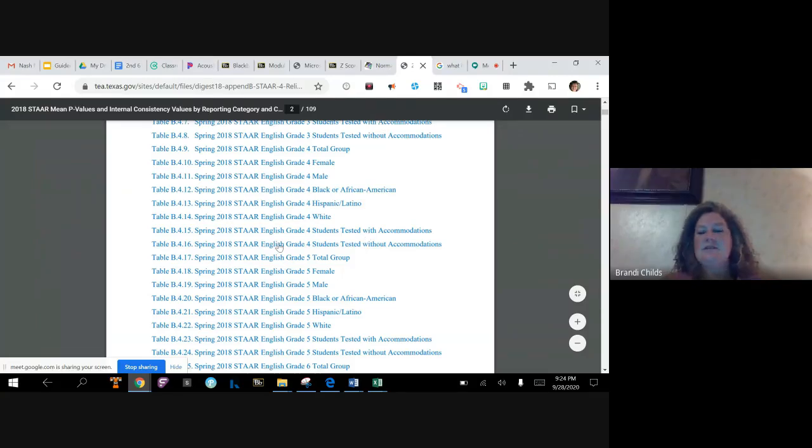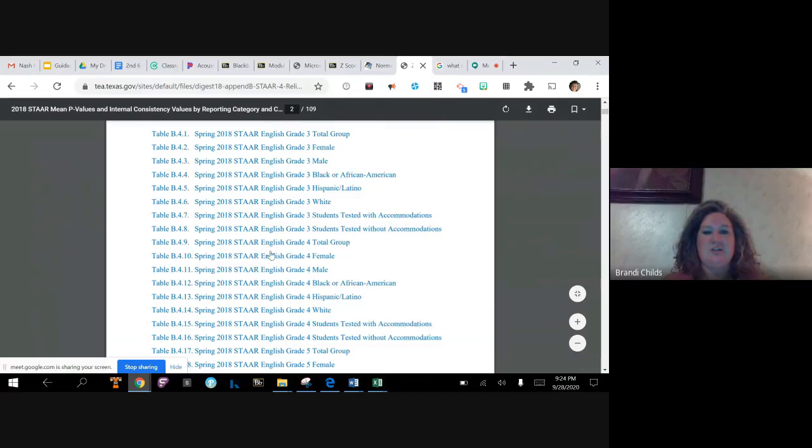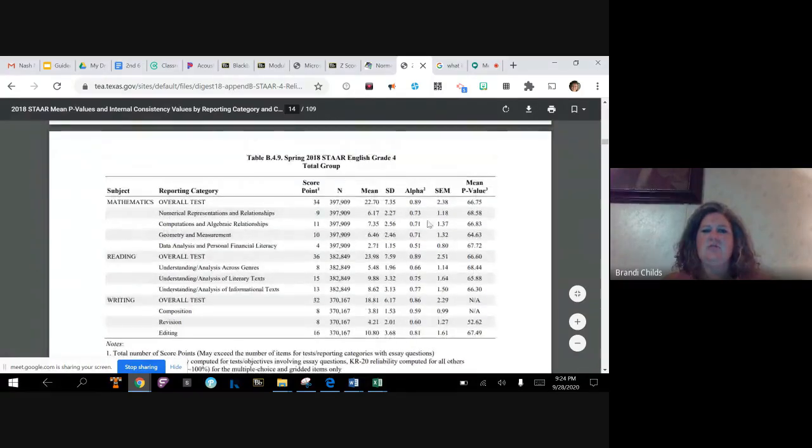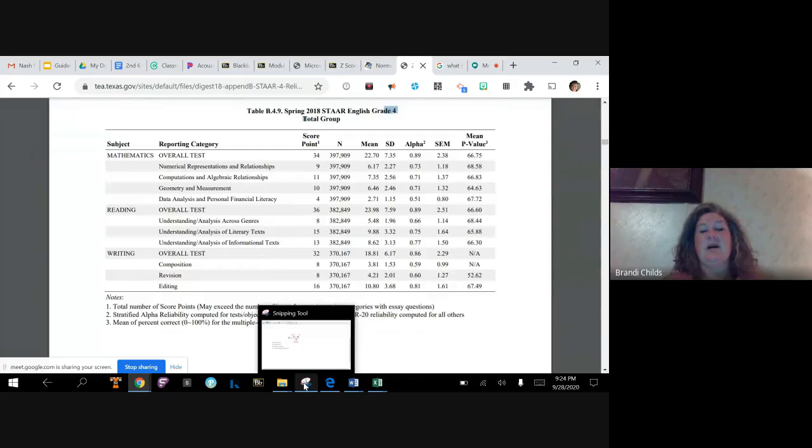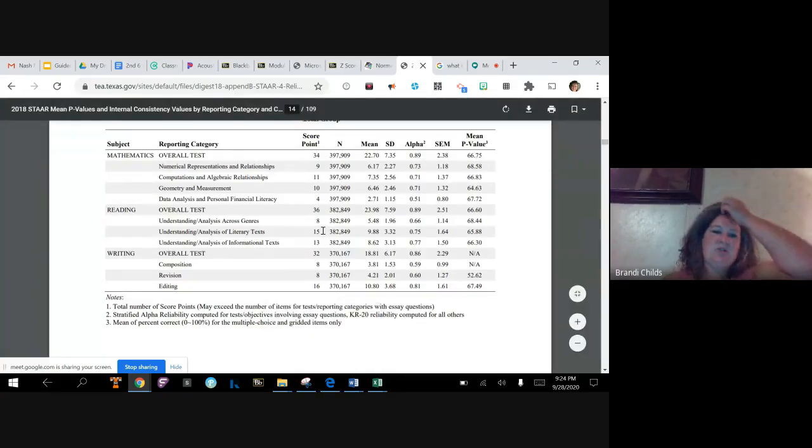For 2018, I believe that was my 4th grade. I did total group, and scroll up just a little to ensure you have the right chart. And this is grade 4 total group. What I did is I actually snipped it. I have it saved on my toolbar, and I just use that snippet tool to copy and paste those pictures.